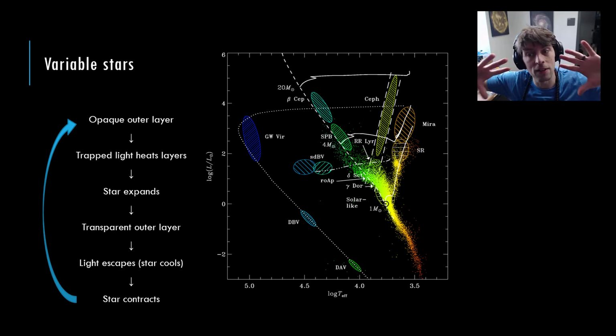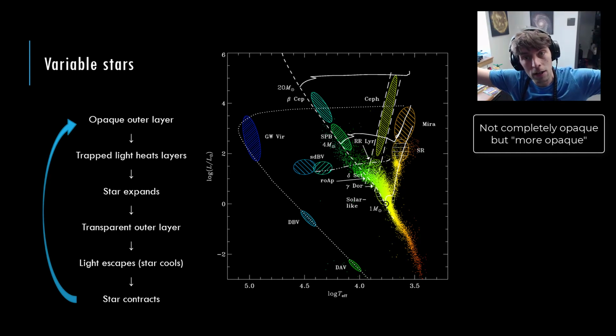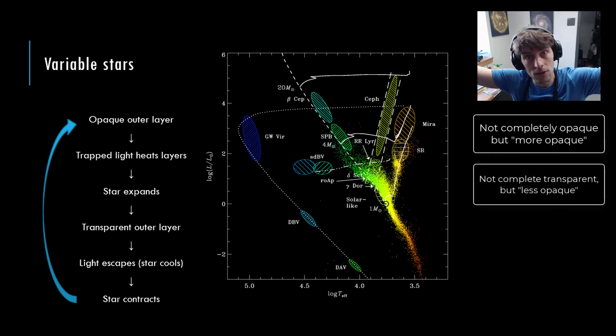What happens is there's a layer of the star that becomes opaque. The star traps that heat and begins to expand. That layer cools off to a sufficient degree that it becomes transparent. Light is allowed to escape. The entire outer layer begins to contract. That transparent outer layer becomes opaque, traps the light, and the star begins to grow again. And so you get this back and forth, this oscillation.